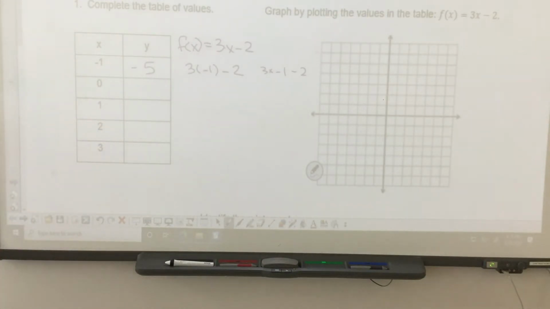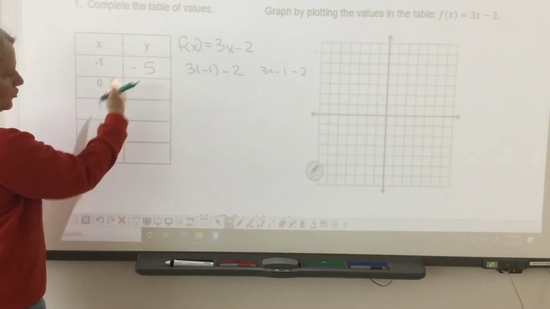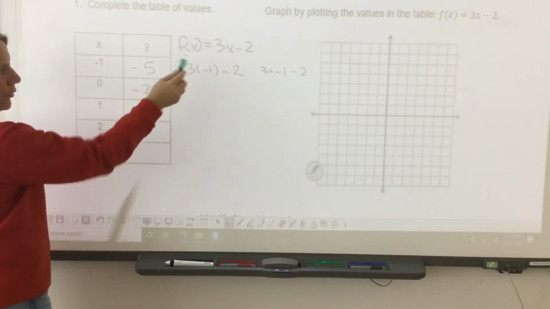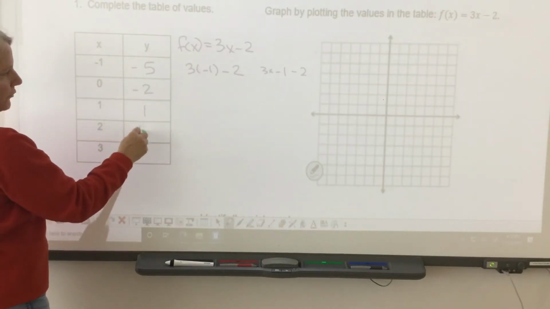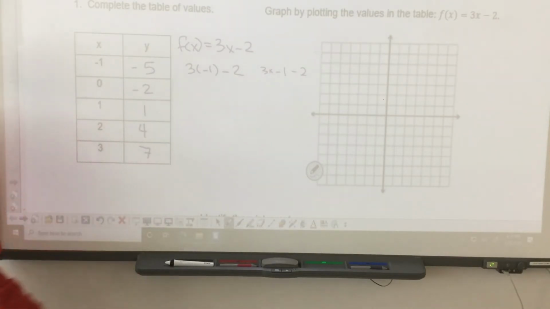Okay? So take a moment and fill out the table. You can pause it here, fill it out, and then when you come back, we'll go through the answers. Okay, then hopefully you have a table of values, and what it should look like is when x is 0, you should have a -2. When you put 1, you should have 1. When you have 2, it should be 4. And then when you put 3 in, it should be 7.